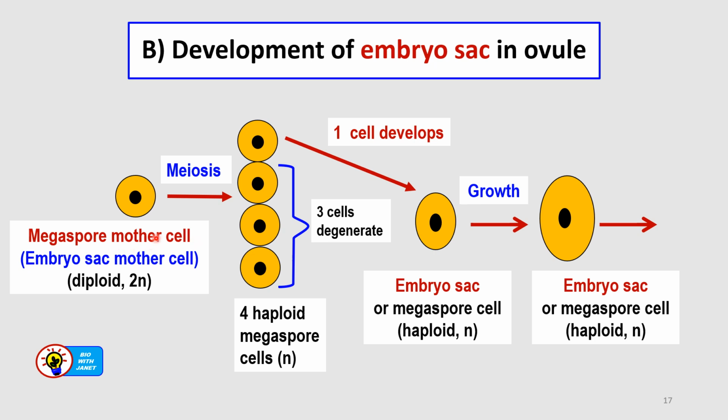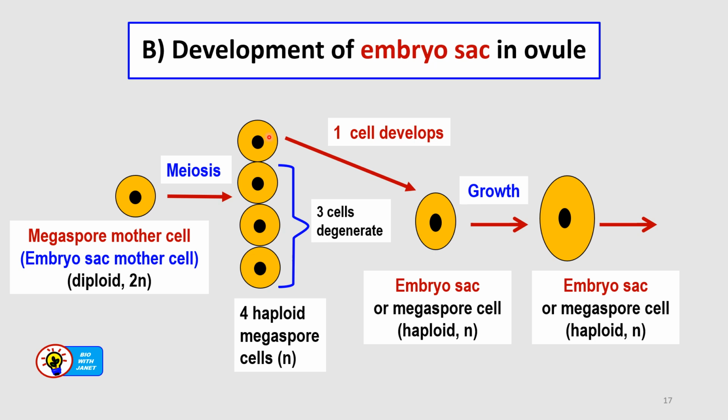That's why it's called mother cell. Now, the megaspore mother cell undergoes meiosis, first of all, to produce 4 haploid megaspore cells. So megaspore cells are produced from the megaspore mother cell. But 3 of these megaspore cells degenerate, right? And only 1 will then develop.